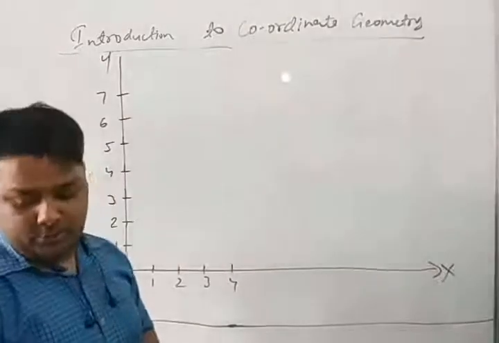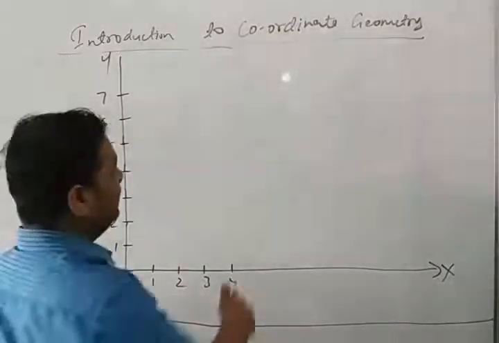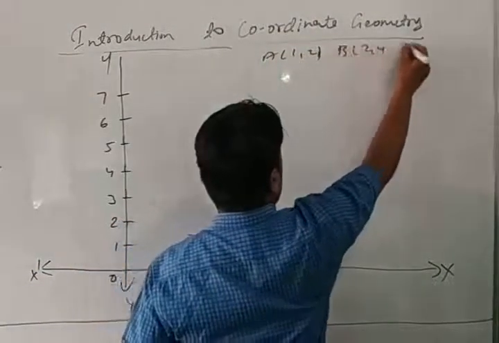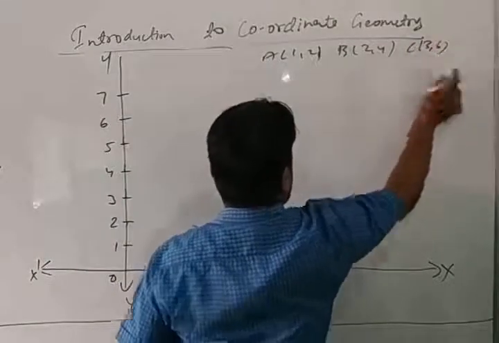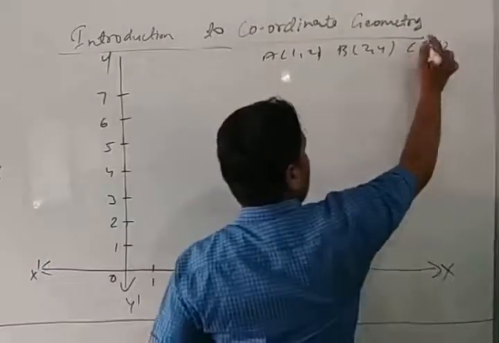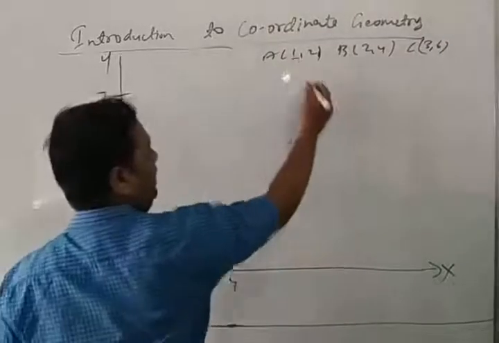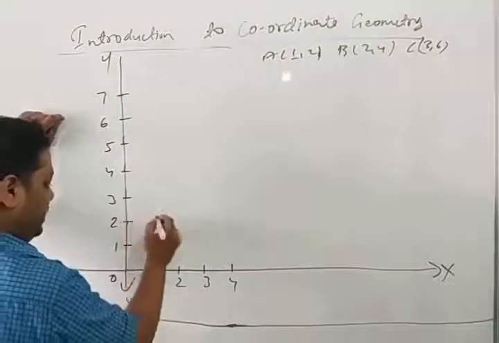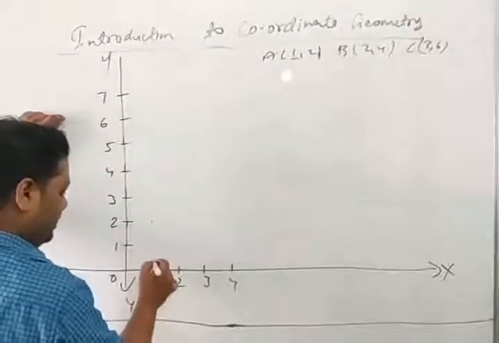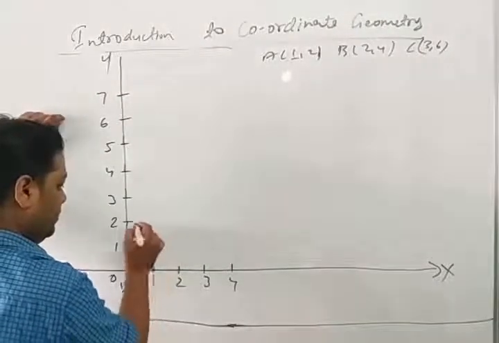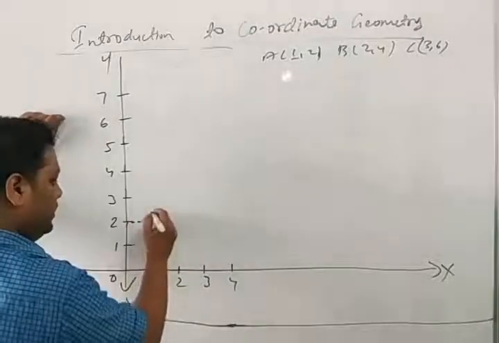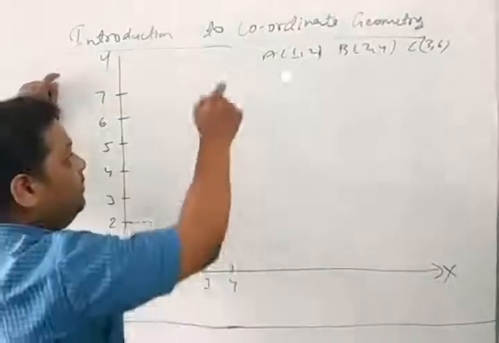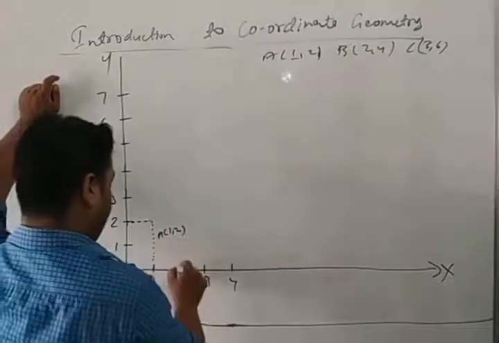Now we have to plot the point. The points given are A (1, 2), B (2, 4) and C (3, 6). So for A, 1 on the x-axis and 2 on the y-axis, it means the point will lie here. So it is A (1, 2). B (2, 4): 2 and 4.